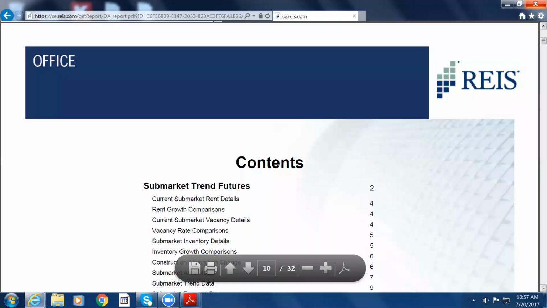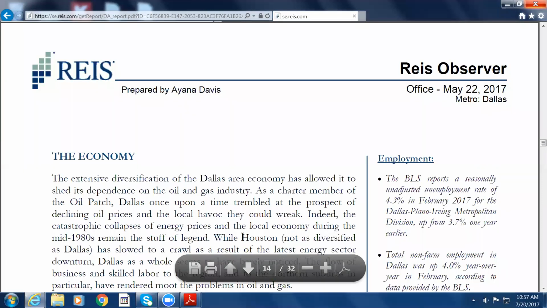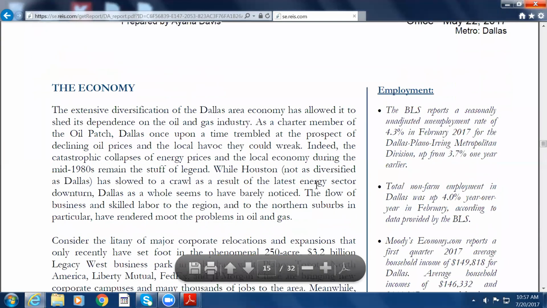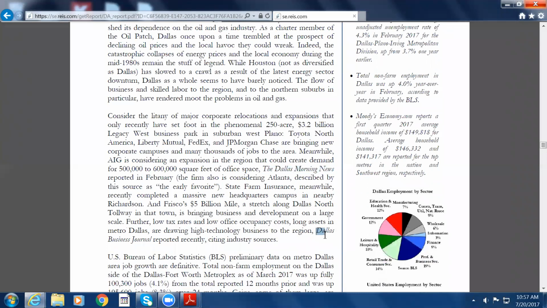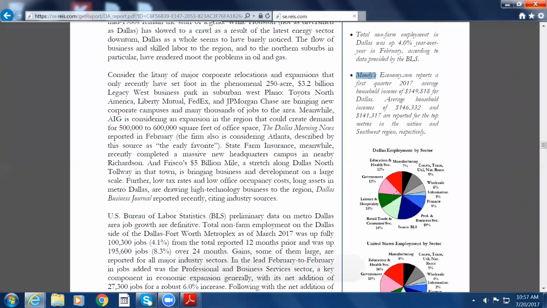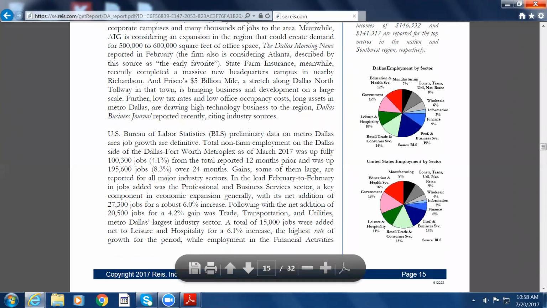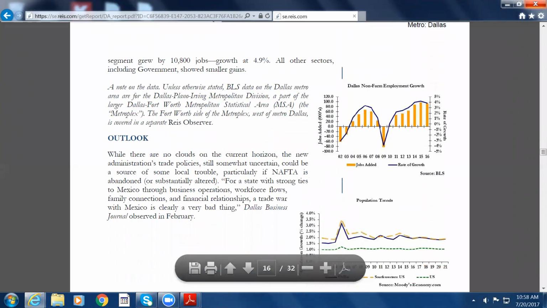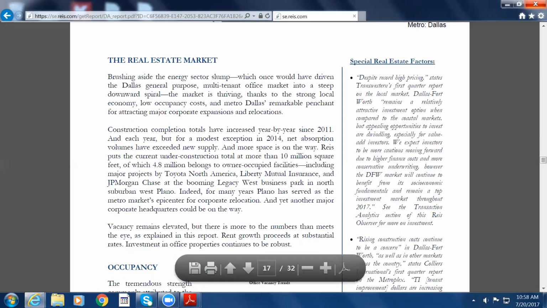Let's go ahead and, I think I did pull that Observer for this example. Zoom out a bit here. Okay, so usually my eye goes right to those local sources, Dallas Morning News, Dallas Business Journal, people who are actually in that market and their perspective on what's going on there. Moody's, BLS, that employment by sectors, again, pretty much the same look and feel. Our outlook for the market. And then again, going into the real estate market.